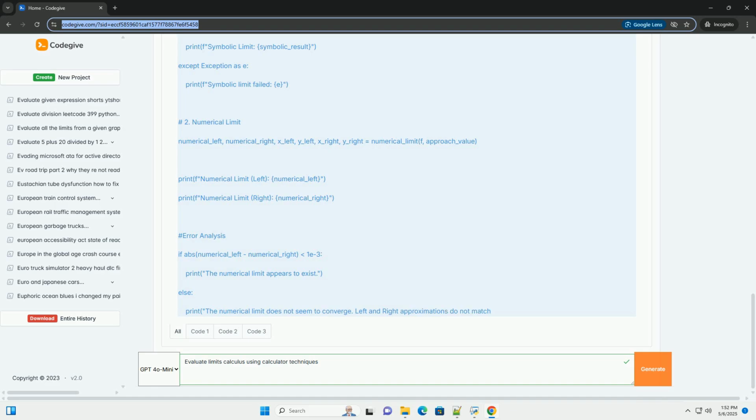The calculator will show a blank spot or an error, divide by 0, if you enter x equals 0 directly.